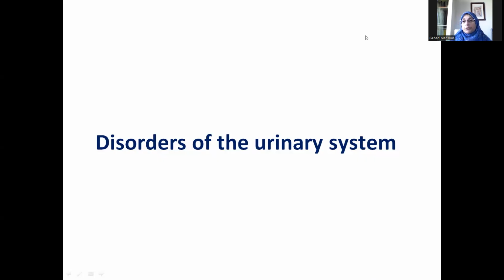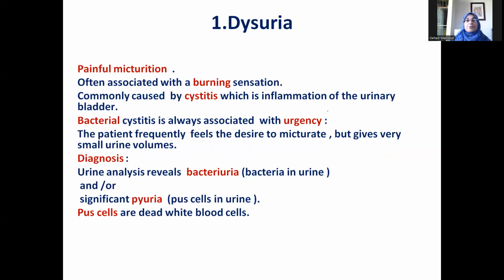By having finished the collecting ducts, we would have finished all the physiology and anatomy of the urinary system. I mean, we would have finished all normal structure and function of the urinary system. And now we're going to discuss the disorders of the urinary system, the clinical part that is always interesting to you and to all students, actually.